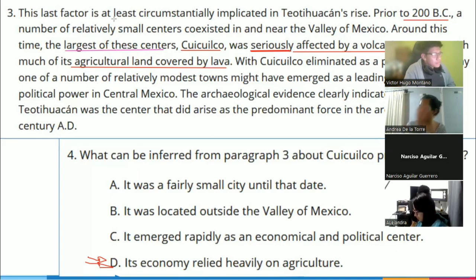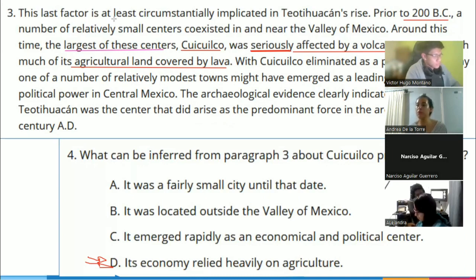That's a great explanation. So in order to approach these questions, the first thing you need to make sure of is that you identify it's an inference question. But it's pretty obvious, right? In the question it says, what can be inferred? So you know it's an inference question. Now they are asking about Cuicuilco prior to 200 BC. In order to make an inference, to make a conclusion, first you need the facts, right? You need the evidence, and then you draw the conclusions.